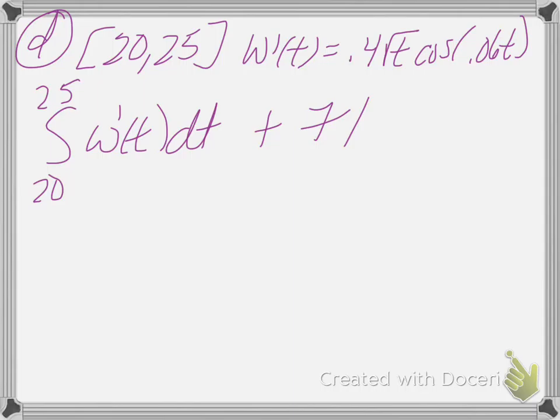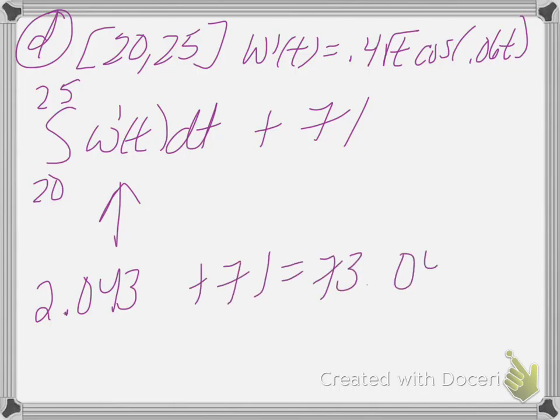This would definitely use a calculator. For this part, you should have gotten this, and then you add the 71, and you should get 73.043 degrees Fahrenheit, which makes sense. Think about that. If it started at 55 and after 20 minutes it was at 71 degrees, after another 5 minutes it went up 2 more degrees. And so that completes that. Okay, so that's it for question number 1.